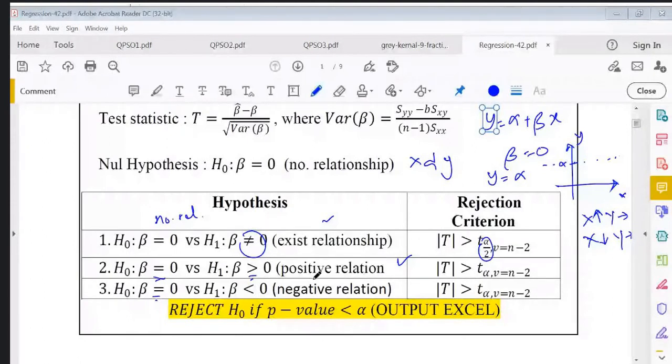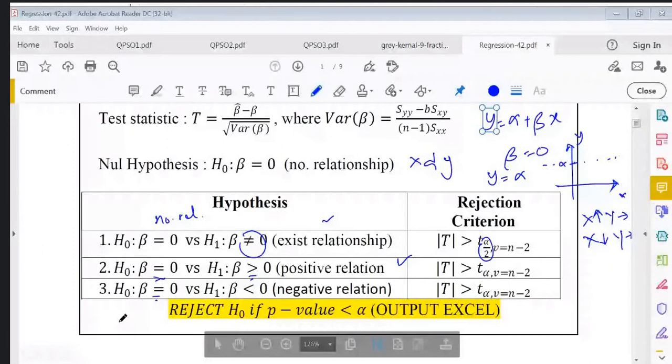Okay, if you have the output, we can decide whether we accept or reject based on the p-value. If the p-value is less than alpha, we reject H0. Okay, this one is based on the output. Now we look at an example.